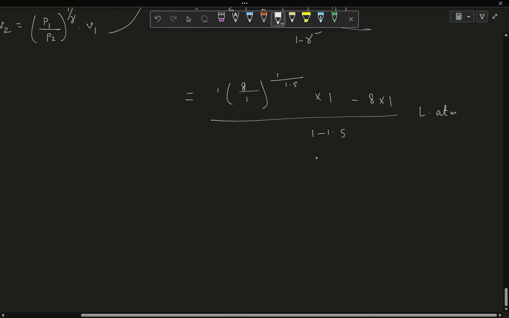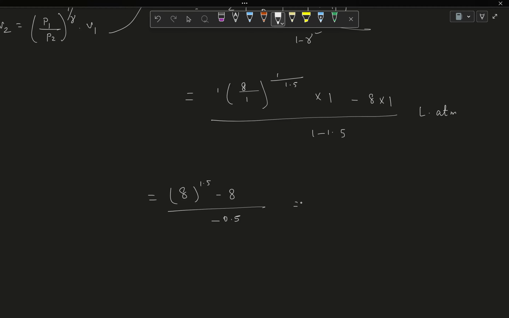And later on you have to convert it into joule, because the question asked you to get the work done in joule units. Okay, so this is 8 to the power of 1.5 minus 8, divided by 1 minus 1.5, which is minus 0.5, right? So 8 to the power 1.5 will give you just 4. So 4 minus 8 by minus 0.5, which is minus 4 by minus half. So this minus and minus cancel out. So this is just 8 liter atmosphere. This is the work done.